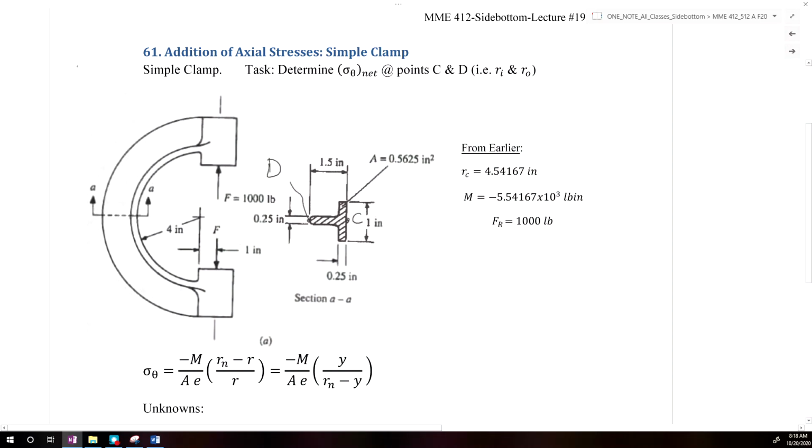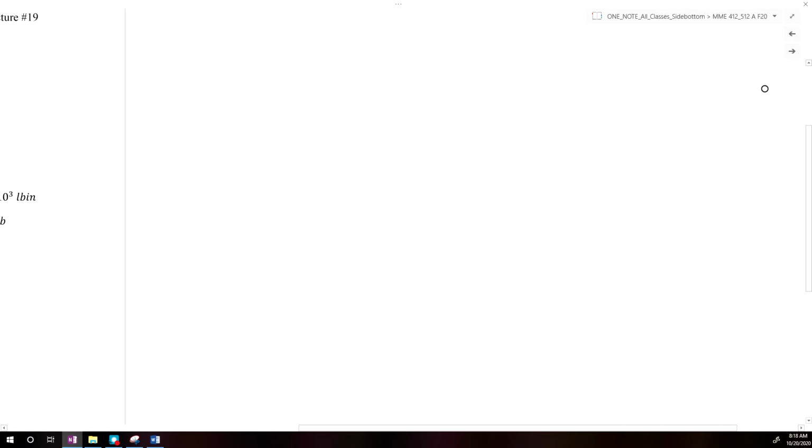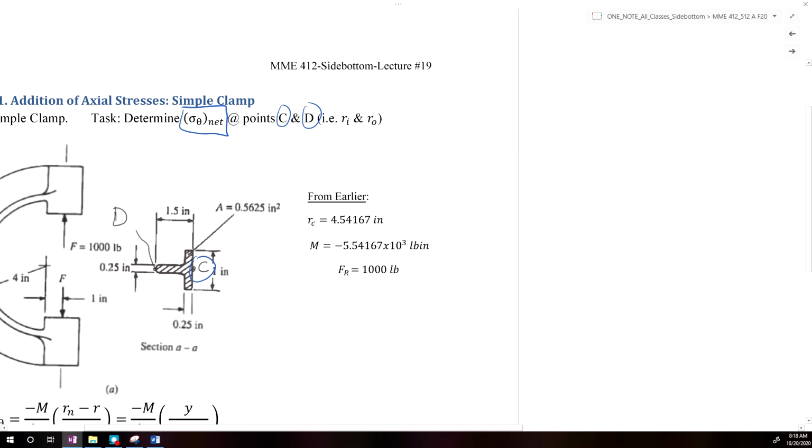So in this video, we're going to talk about the addition of axial stress to determine our total, our net tangential stress. So we want to know what our tangential stress is at two points, point C and point D. Point C is at our inner radius and point D is at our outer radius.